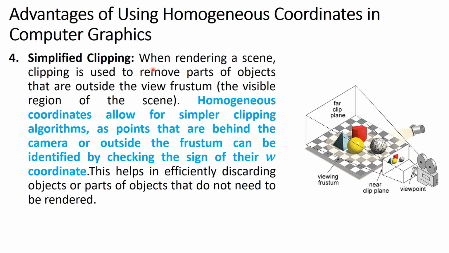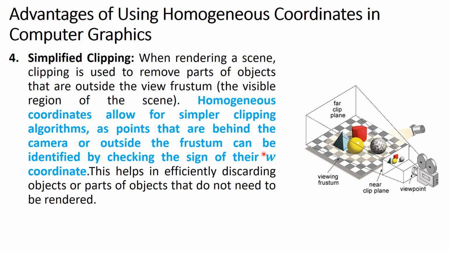When rendering a scene, clipping is used to remove parts of objects that are outside the view frustum. The visible region of the scene, which is the view frustum, is the part that appears on the screen. Any object at this point or outside the camera frustum will not appear in the scene on the screen.